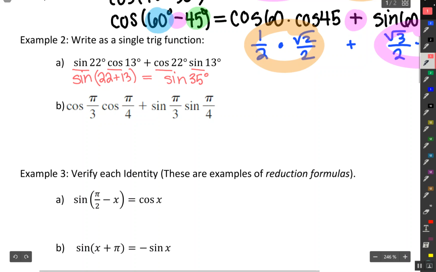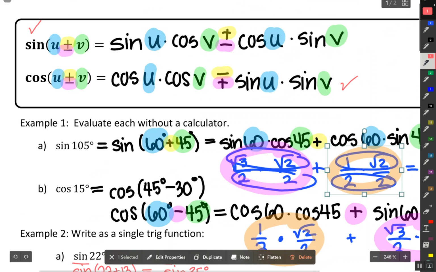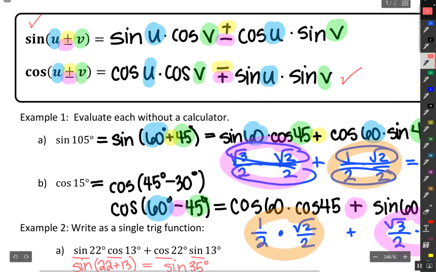And they didn't ask us to find what it is, they just wanted you to find it as a single trig function. Okay, so then the next one, we're not in degrees, we're in radians. We have cosine, cosine, sine, sine, which is cosine. You should also notice that it's adding.